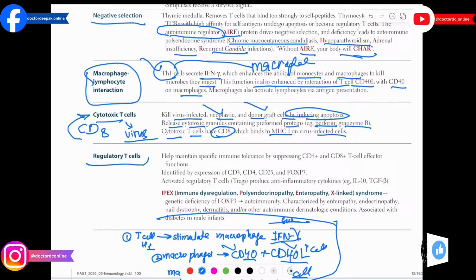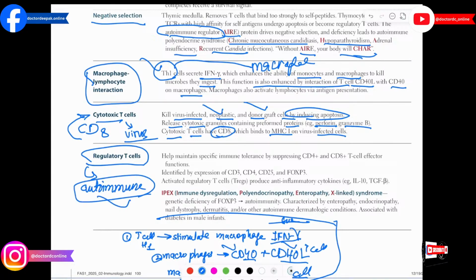Then what are regulatory T cells? They maintain the tolerance and stop the autoimmune reactions in the body. They help maintain specific immune tolerance by suppressing CD4 positive and CD8 positive T cell effector function. They are identified by the expression of CD3, CD4, CD25 and FOXP3. Activated regulatory T cells produce anti-inflammatory cytokines like interleukin 10 and transforming growth factor beta.